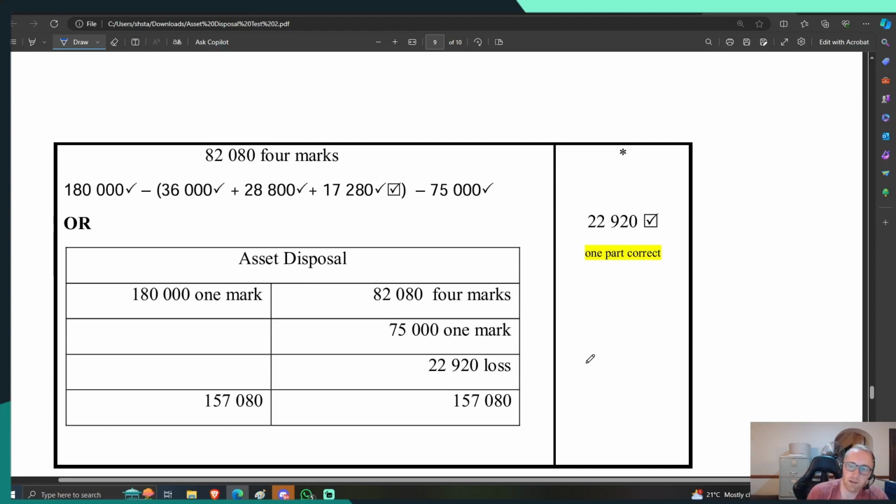22,920. There it is. See, there's our 180,000 cost price. Here's our accumulated depreciation. Here's the depreciation we calculated for the year. Here's what we got paid for it. That is the trade-in value. And that gives us our loss.